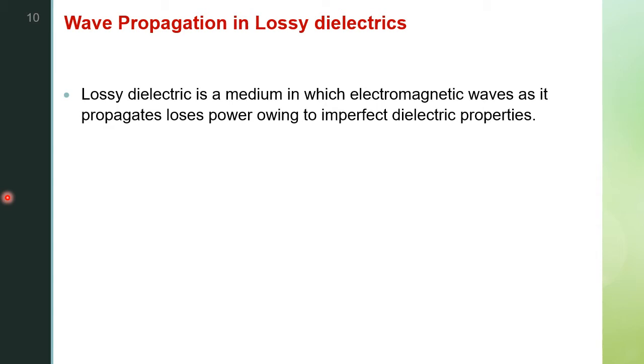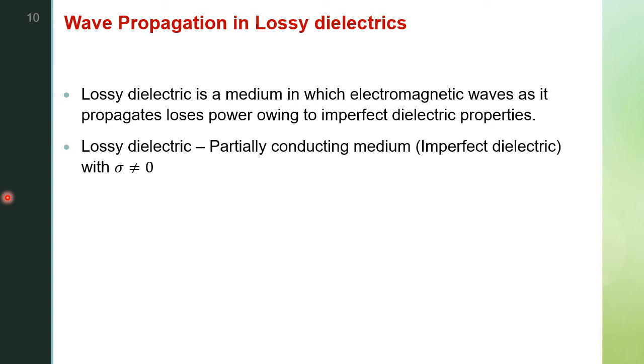It is a medium in which the wave propagates and it will lose power as it propagates through a lossy dielectric due to the imperfect dielectric properties. That means it has certain imperfect dielectric properties. When you consider this lossy dielectric, it is a partially conductive medium because it's neither a perfect dielectric nor a perfect conductor. So the value of sigma is not equal to 0.